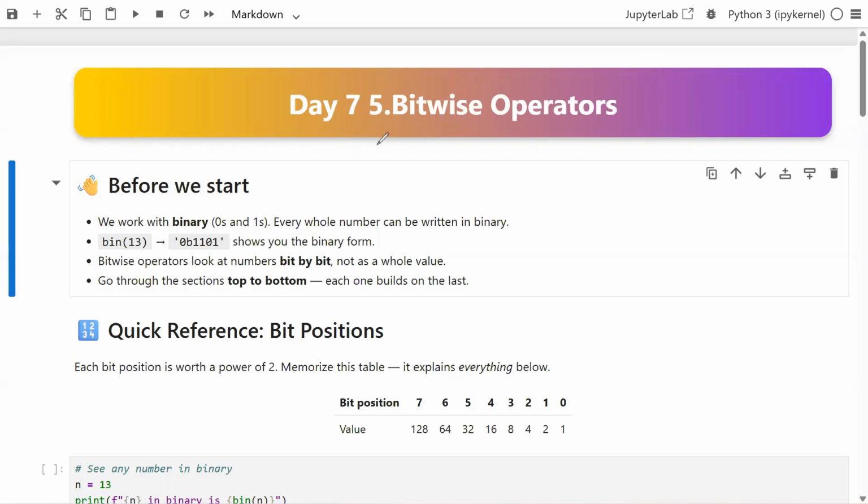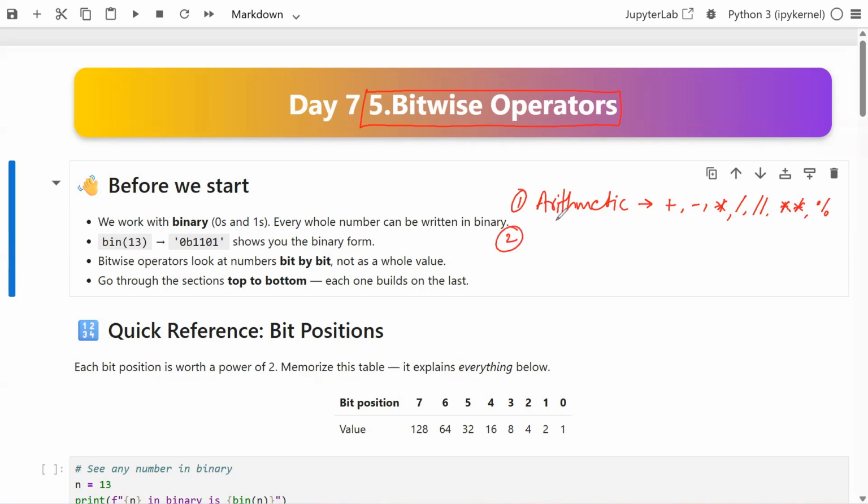Welcome to day 7. Today we are going to see bitwise operators. In previous sessions, day 5 and day 6, we discussed arithmetic operators. Arithmetic operators: plus, minus, star is for multiplication, slash is for division, double slash is for floor division, double star is for power, and modulus operator is for remainder.